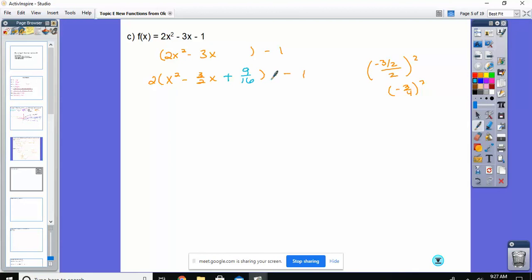If I were figuring out what I really added here, if I multiplied this all out, what would I do with my 9 over 16? I'd have to take it times 2. So 9 over 16 times 2 is 9 over 8. That's what I have to subtract to keep it balanced. Have I lost anybody?